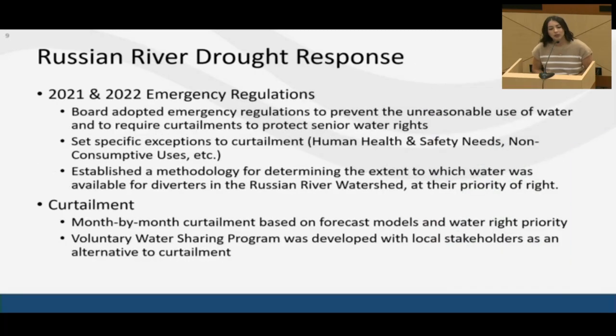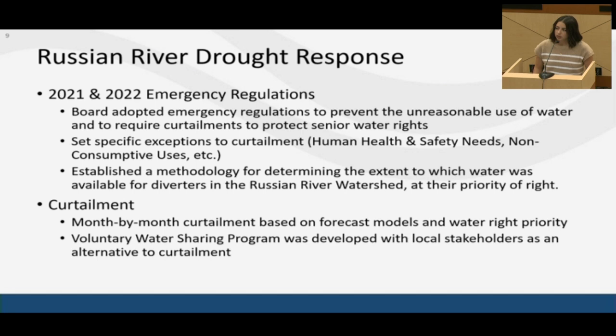So moving on to the Russian River drought response. Back in 2021, in response to drought conditions in Sonoma and Mendocino counties and a drought emergency proclamation from Governor Newsom, the board adopted emergency regulations to protect against the unreasonable use of water and to require curtailments when water was not available under a diverter's priority of right. These regulations were intended to protect the threatened water supplies.